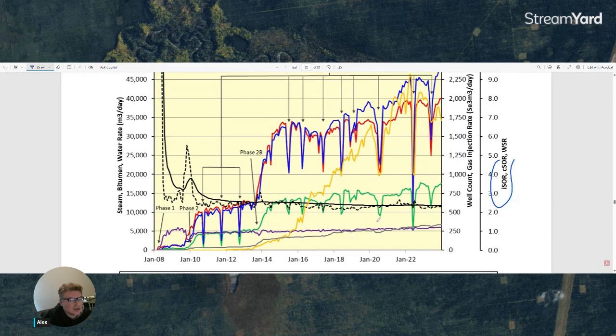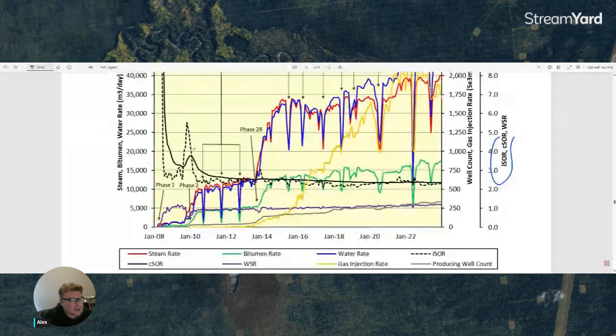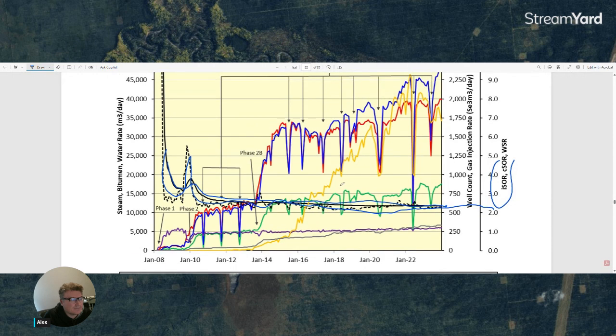So what you see here, the dotted line, is ISOR. Right now that SOR is just above 2, and cumulative SOR, CSOR, is this black line, which is much cleaner, so it's not as noisy. But you can see it's very close to the ISOR value, almost the same, but not as noisy. So this is almost like a broader indicator of the overall trend for the asset versus instantaneous behaviors.